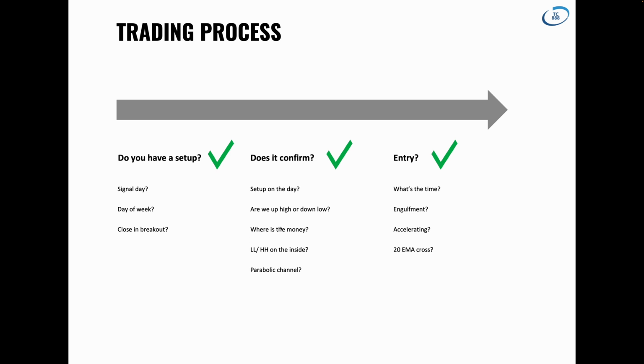Where's the money? So who is in the money? Who is trapped? Very important. I also have a video on that if you want to look at this. Then, do we have a higher high, lower low on the inside? I don't do that a lot, but if you're trading Stacey Burke purely, this is one of his major signals. And then potentially, do you have a parabolic channel? And always think about these things and check it with your setup.